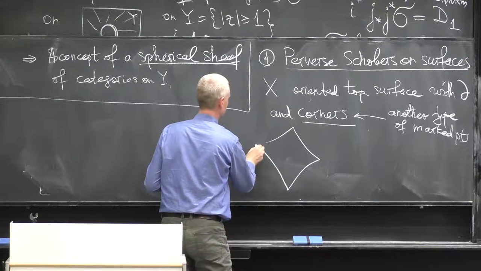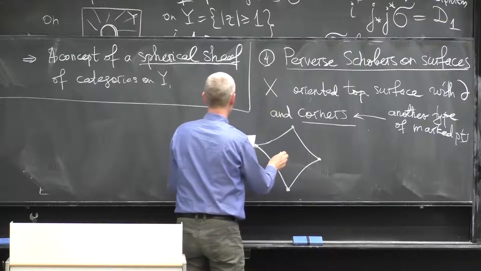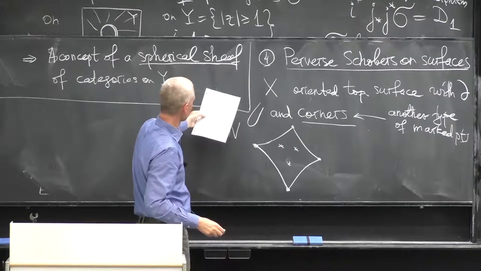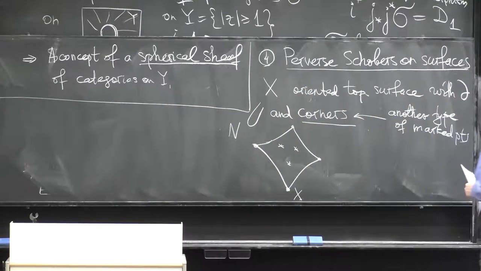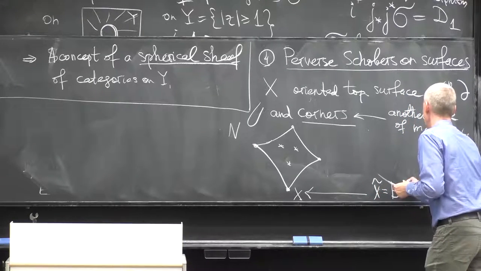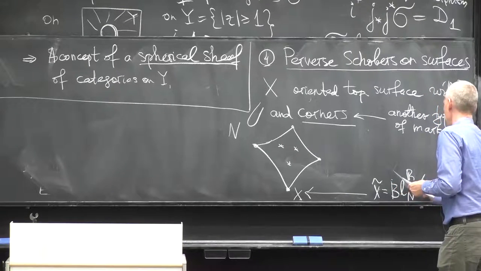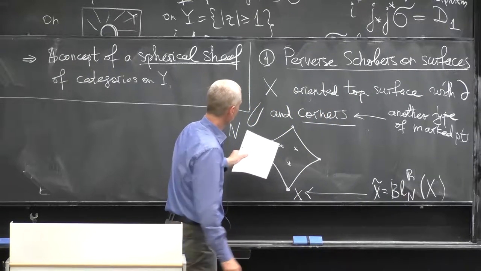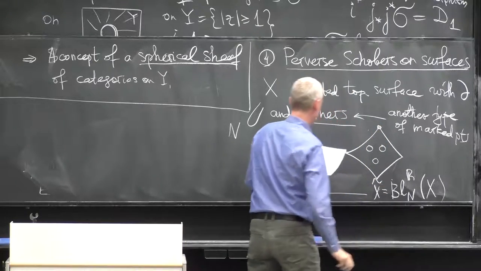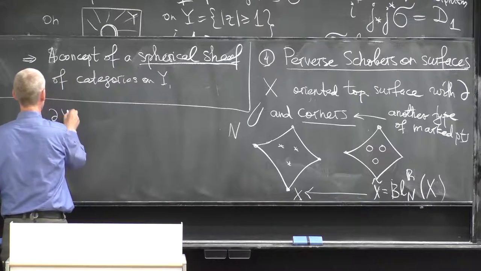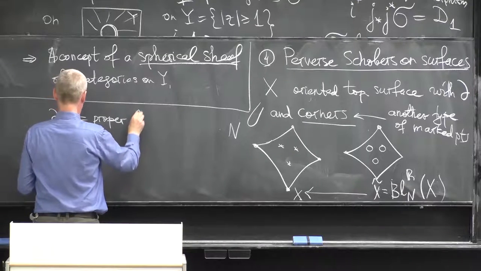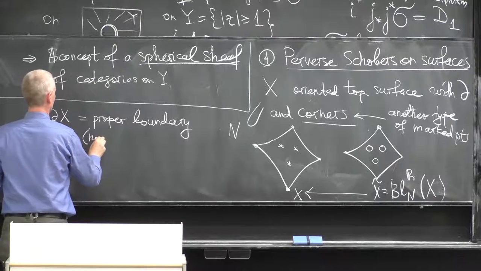So it would be something like this. So this will signify the corners. And inside, I will take N, a finite set of interior points as before. So if this is X, then as I discussed in the first talk, we can form the real blow-up, we'll call it X tilde, the real blow-up of X at N. It will be a surface with additional boundary components, small circles corresponding to our marked points. Let me use the notation ∂X for the proper boundary, which means I take all those points but not including the corners.